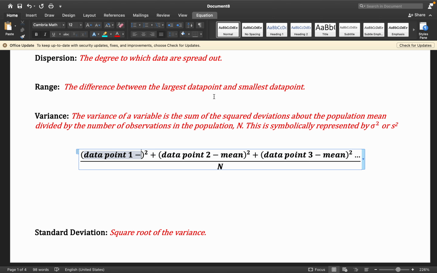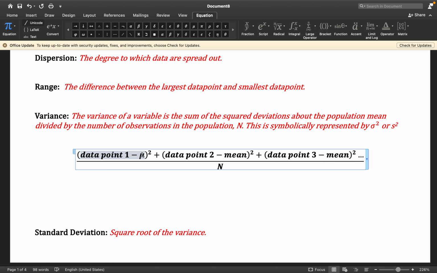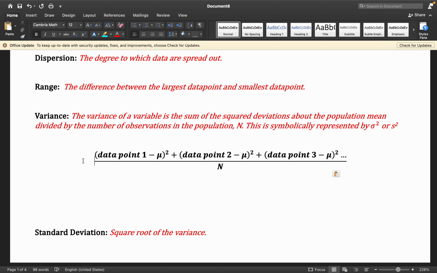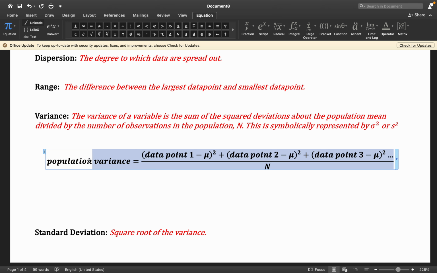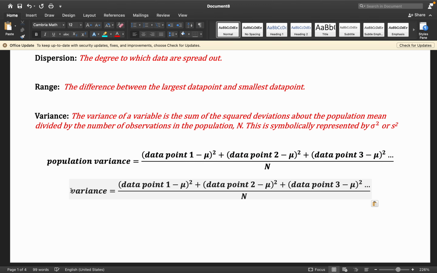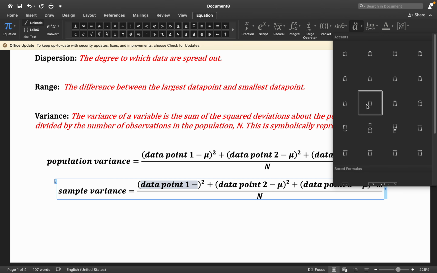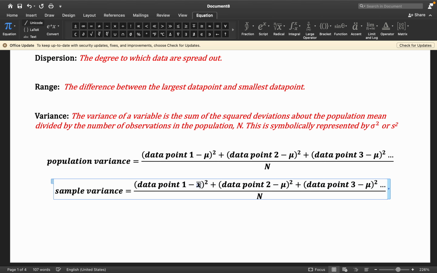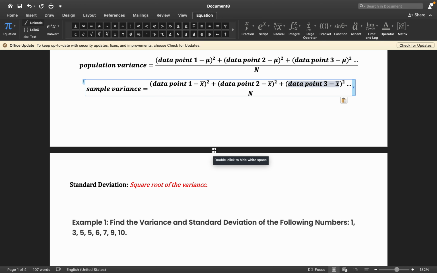If it's a population, then I'm going to use my population mean value of mu. So if it's a population, we're using mu. If it were a sample mean, or the sample variance, I would use x bar. So that would be your population variance. If you wanted the sample variance, instead of mu, we're just going to use x bar, because x bar is my sample average. And to find your standard deviation, we're going to find the square root of the variance.